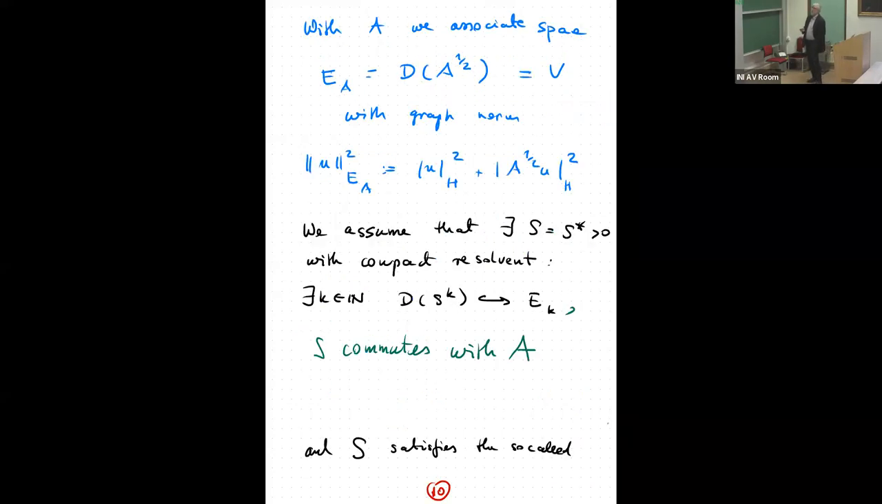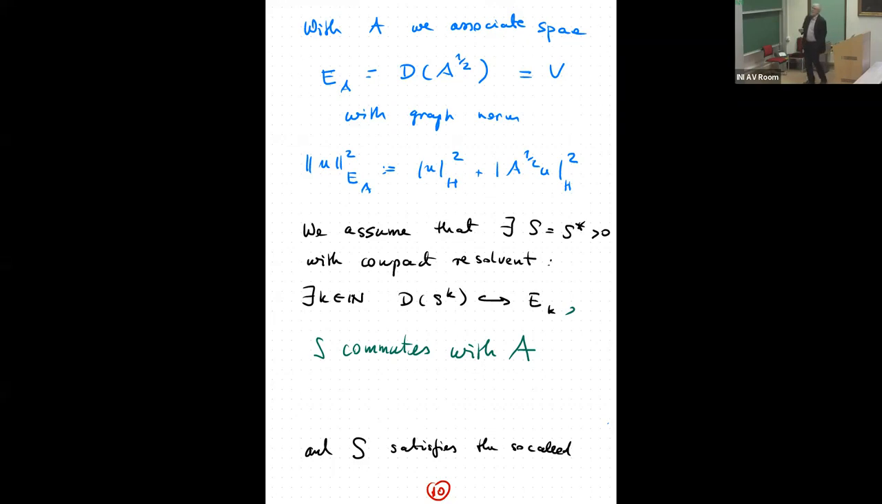Now going to operator A. Remember, A is a self-adjoint operator on the Hilbert space H, like the fractional Laplacian. We introduce the space which is the domain of the square root, and this domain is endowed with the graph norm, which is also a Hilbert space. So it's the norm of u squared plus the norm of A to the one half u squared. We have to add this one because A is only non-negative, like the Laplace-Beltrami operator or an operator with Neumann boundary conditions.